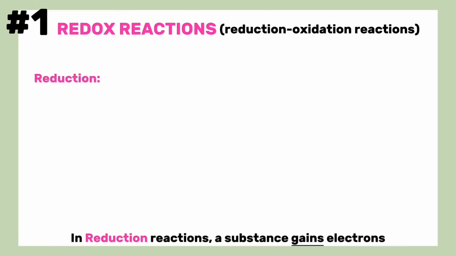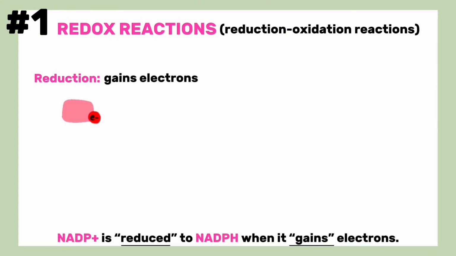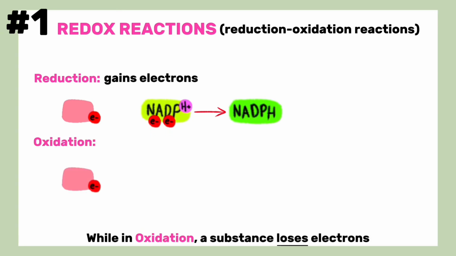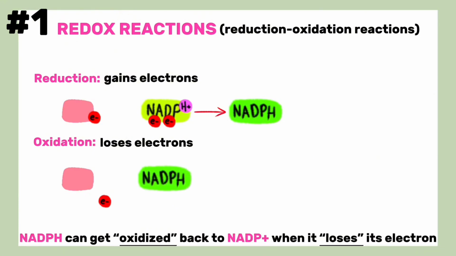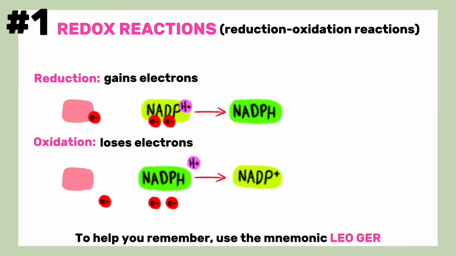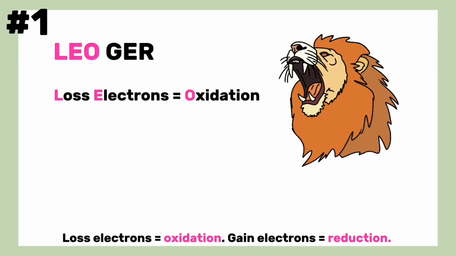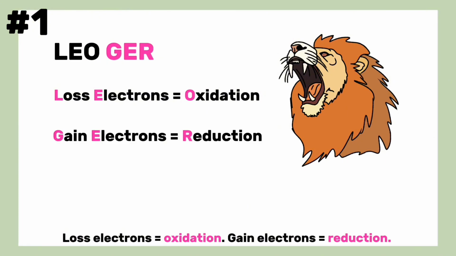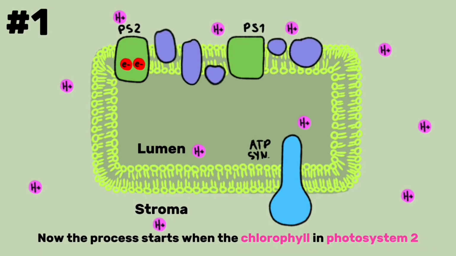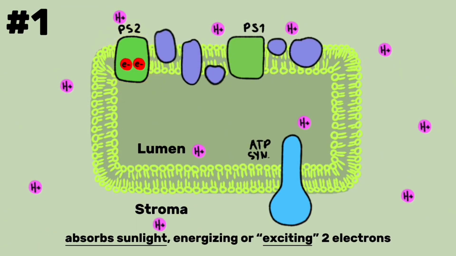In reduction reactions, a substance gains electrons. NADP+ is reduced to NADPH when it gains electrons, while in oxidation, a substance loses electrons. NADPH can get oxidized back to NADP+ when it loses its electrons. To help you remember, use the mnemonic LEO-GER: loss of electrons equals oxidation. Gain of electrons equals reduction.